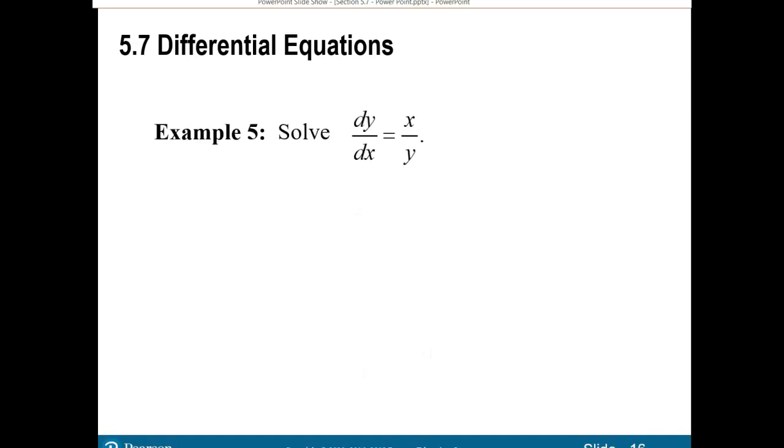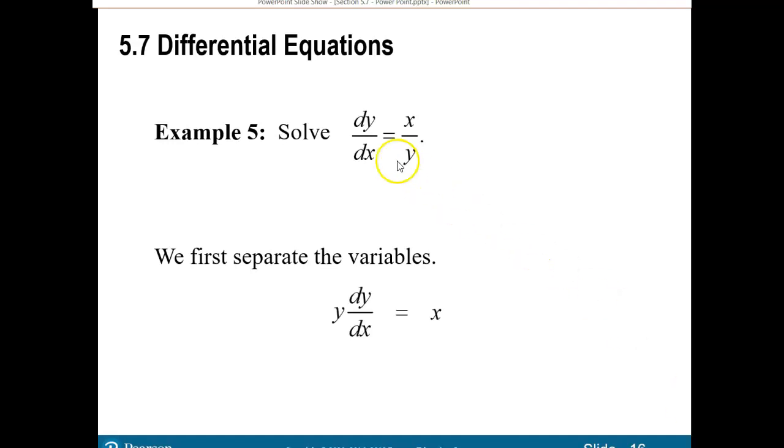All right, so let's try another one. dy over dx equals x over y. All right, so again, we're going to start by separating variables. The first thing it looks like they did here is multiply both sides by y. Okay, so times y here cancels, it leaves x on the right, and you multiply the other side by y.